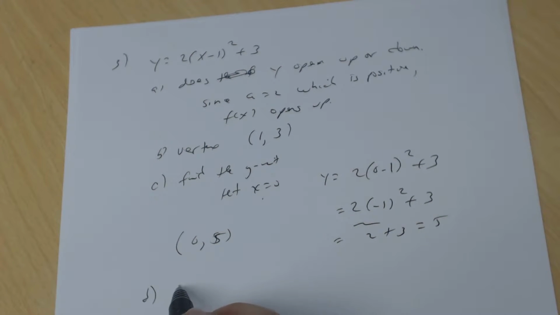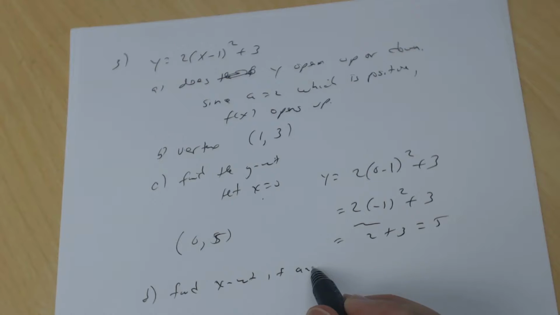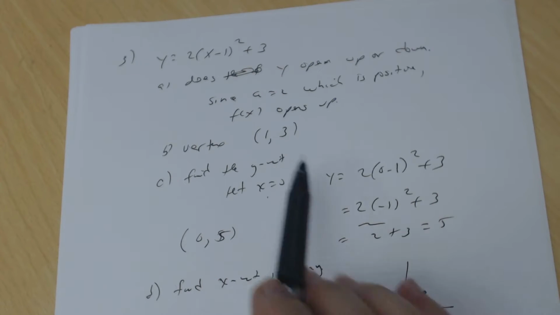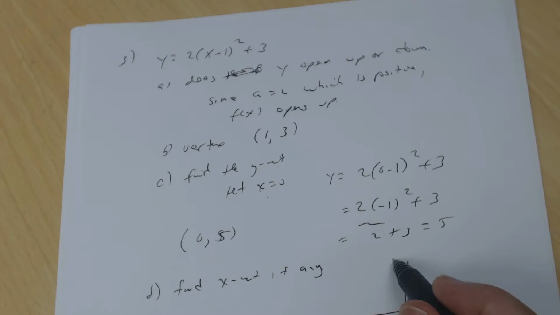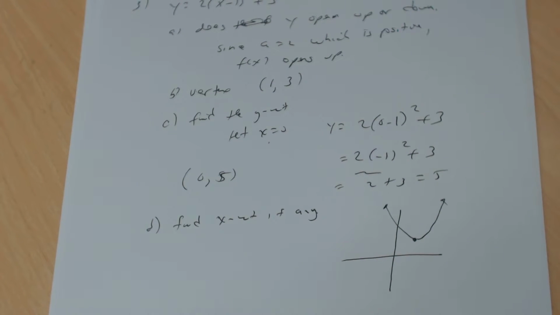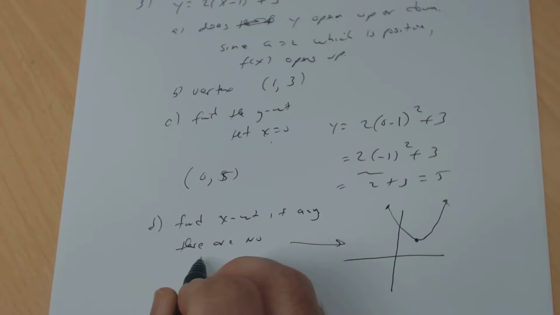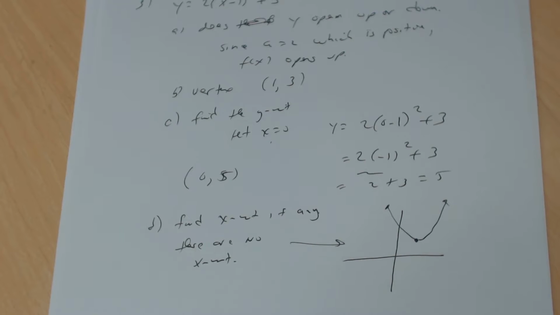Okay, now let's find the x-intercepts, if any. So remember, you may or may not have any. Now don't do all that work if you don't have any. So basically, you're going to look at the vertex. The vertex is 1, 3. So that's in the first quadrant. And then you're going to ask yourself, does this graph open up or down? It turns out the graph opens up. So there is no x-intercept. The graph doesn't cross the x-axis. So there are no x-intercepts.